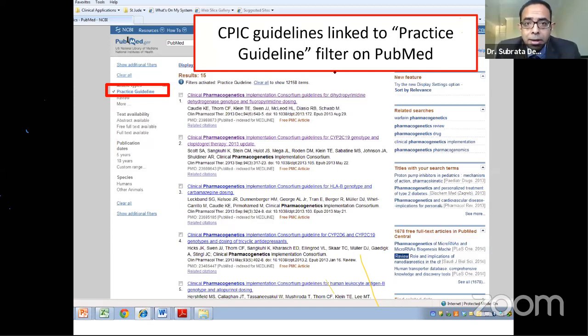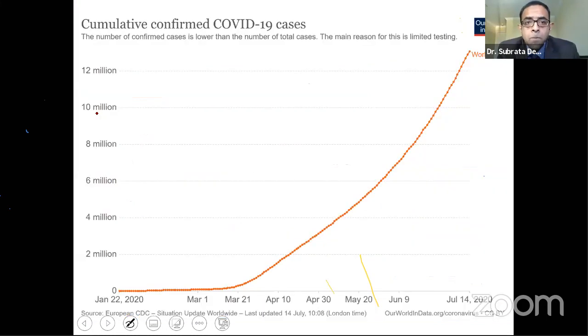If you go to PubMed and type CPIC guideline, and in the left-hand side, as you can see here, I have made that red box. You choose practice guideline. If you choose that filter, then you are going to see all these freely available articles, and you can apply them in clinical practice, drug development, and all different kinds of research in the lab and so on.